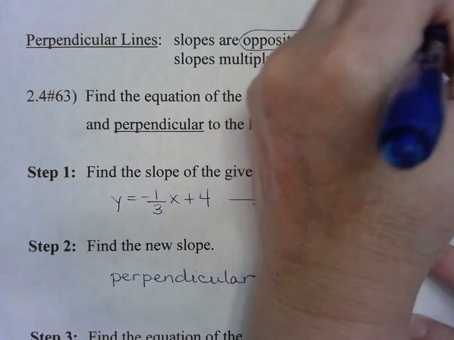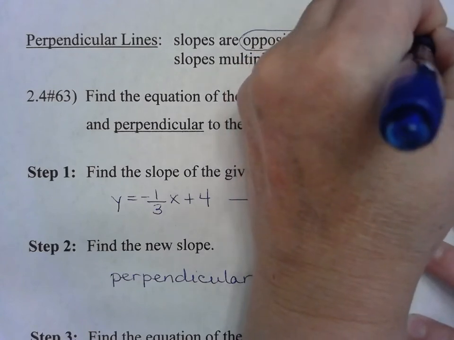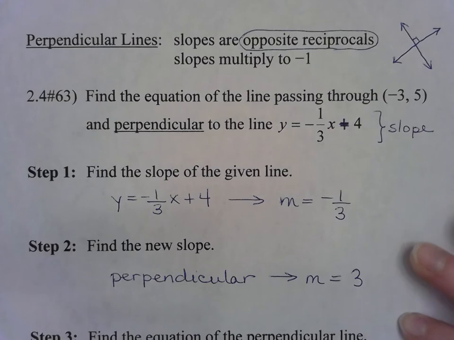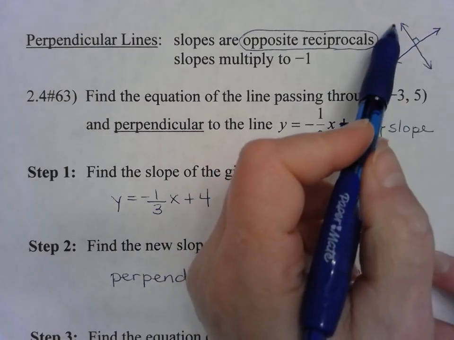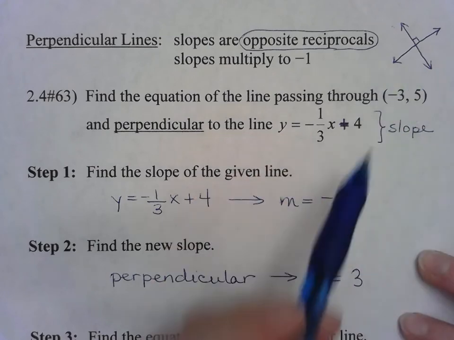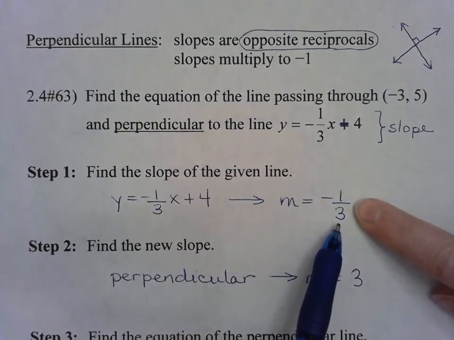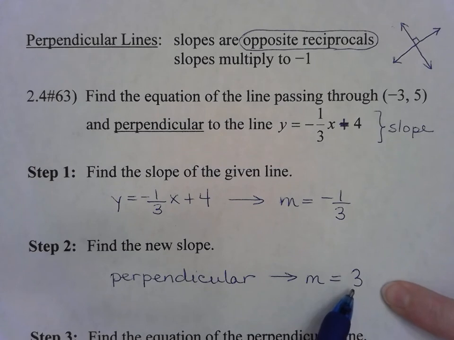Perpendicular lines, I should have drawn a picture, sorry, forgot, cross each other at a 90-degree angle. So to make that happen, one line is going to be going up and one line is going to be going down. So the line with the negative slope is going down and the line with the positive slope is going up.